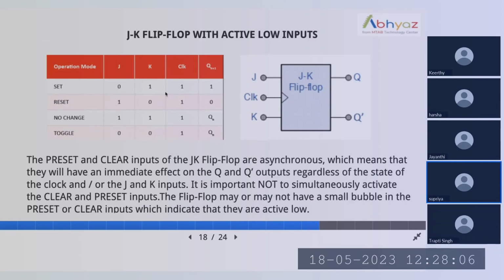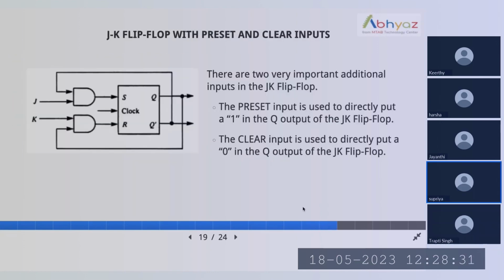This is the truth table of the active low inputs of the JK flip-flop. That means the preset and clear inputs. Whereas in the SR flip-flop, S is set and R is reset, in the JK flip-flop we use the terms preset and clear, which are asynchronous, meaning they have immediate effects on Q and Q bar. That means there are no invalid options regardless of the state of the clock. The preset input is usually directly put at 1. That means the set is always 1 and clear is 0, such that Q and Q bar have no invalid outputs.